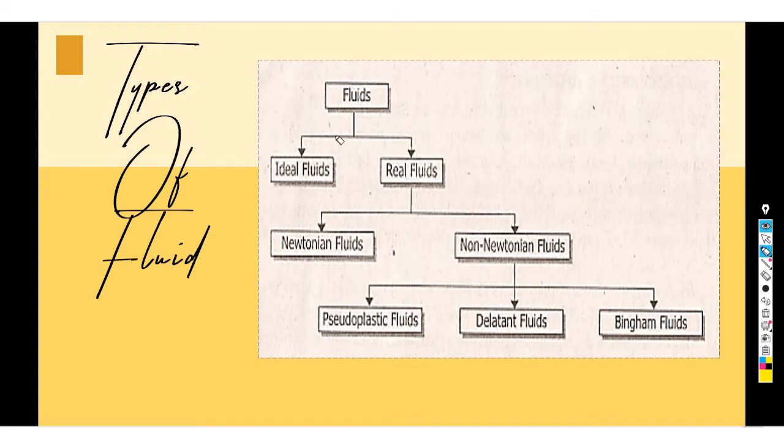Now, what are the types of fluid? Fluids are divided into two types, the ideal and real fluids. And under real fluids, we have Newtonian fluids and non-Newtonian fluids. And also under non-Newtonian fluids, we have three: the pseudoplastic fluids, the dilatant fluids, and Bingham fluids. So later on, we will discuss each and every type of fluid that we have here in the illustration.